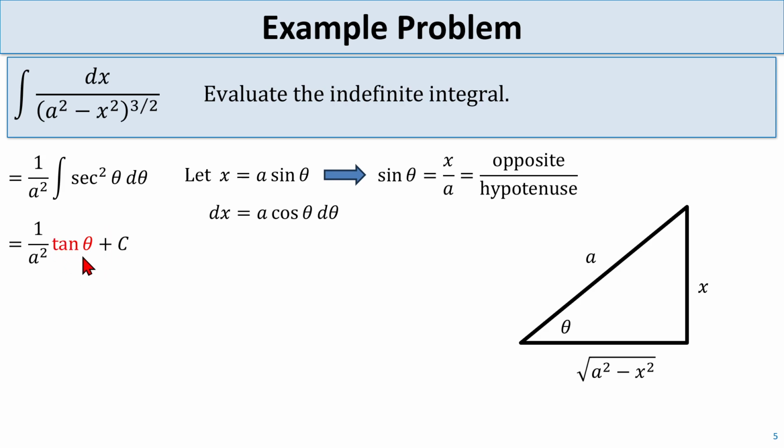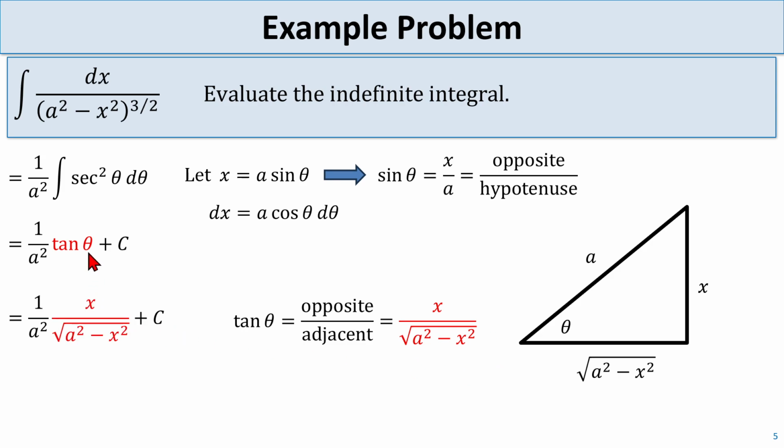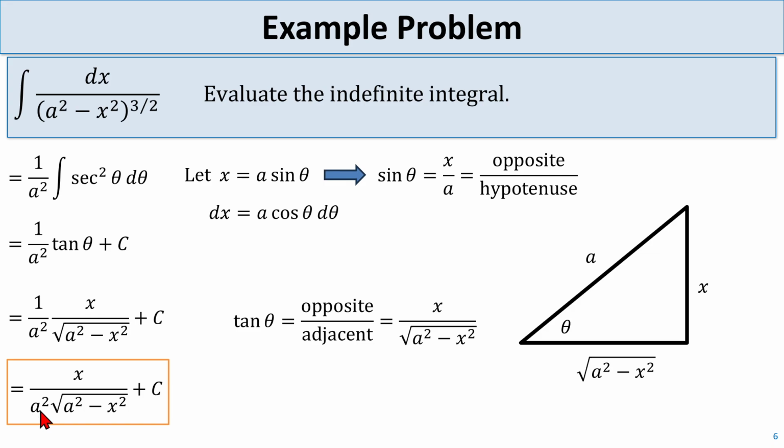Now we can figure out what tangent of theta is using this right triangle. Tangent of theta, by definition, is the opposite side divided by the adjacent side. So the opposite side is x, divided by the adjacent side, and you get the expression x over the square root of a squared minus x squared. Now we're going to go back and replace this tangent of theta with this new expression. And the last thing we want to do is just simplify. We can multiply the 1 over a squared into this new expression that we have, and then we actually will get our final answer. The final answer is x over a squared times the square root of a squared minus x squared plus the constant of integration.